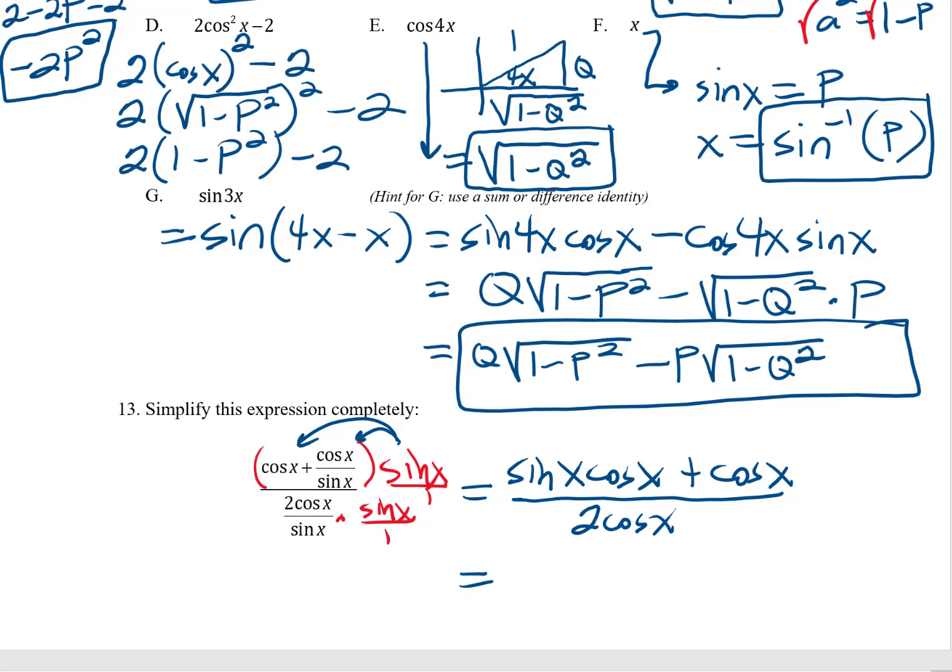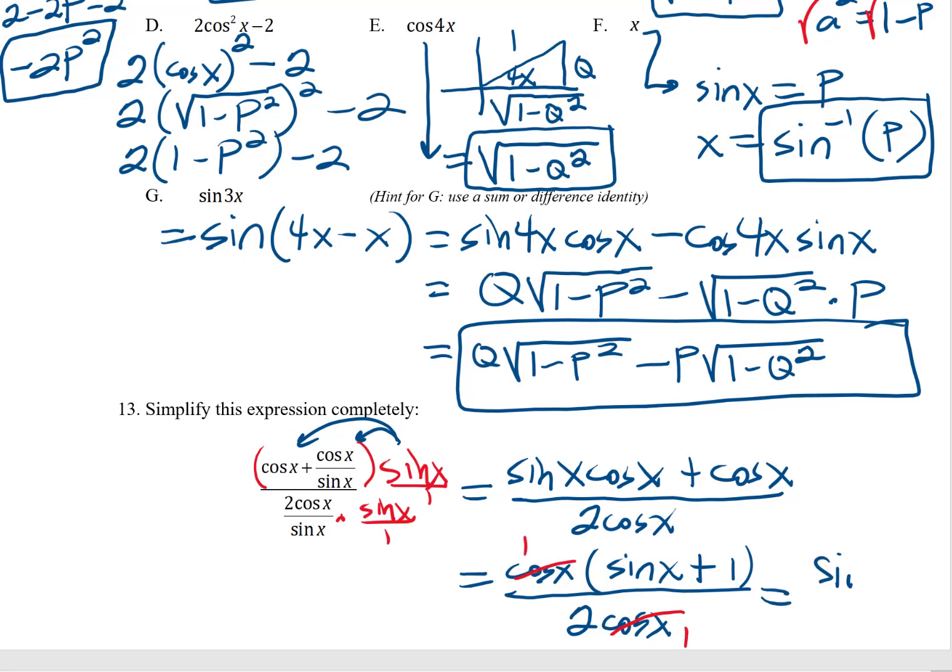Can I go any further? The answer is yes, because on the top, I have a common factor of cosine x that I can pull to the front. So I pull out cosine x, leaving me with sine x plus 1. The bottom is already made up of 2 factors, the 2 and the cosine x. So now I have the cosine x's that divide out, meaning my final answer here is sine x plus 1 up top and then 2 on the bottom.